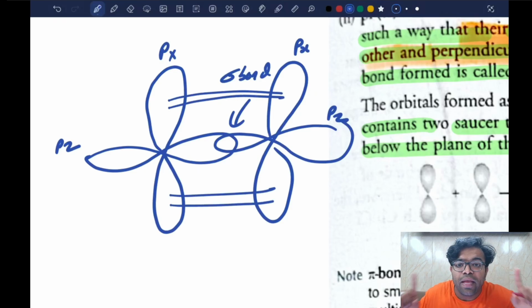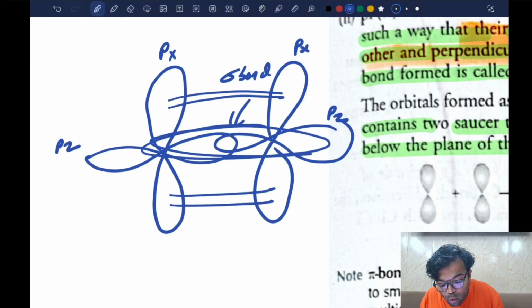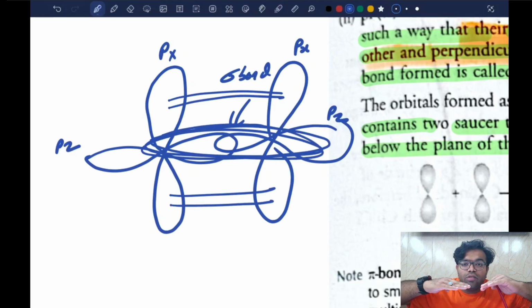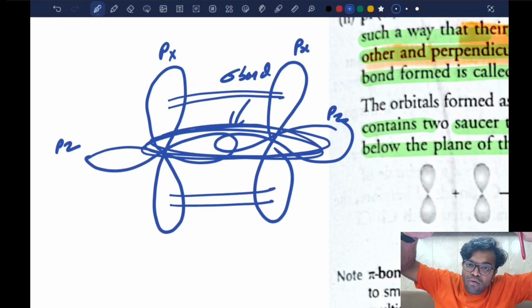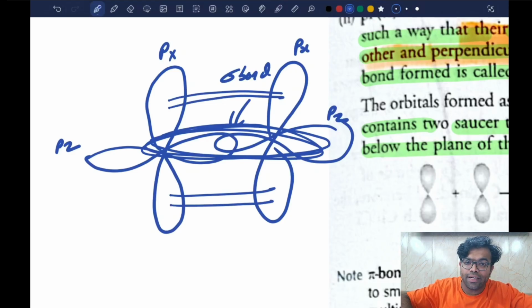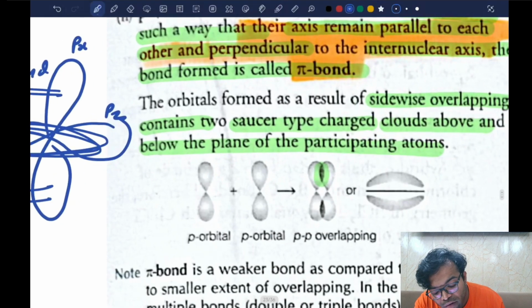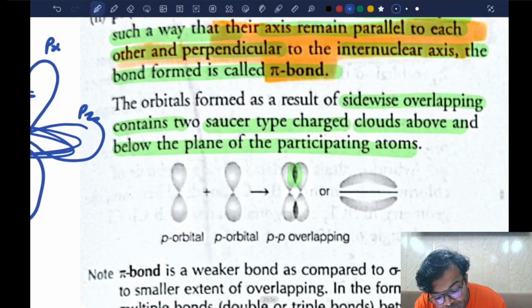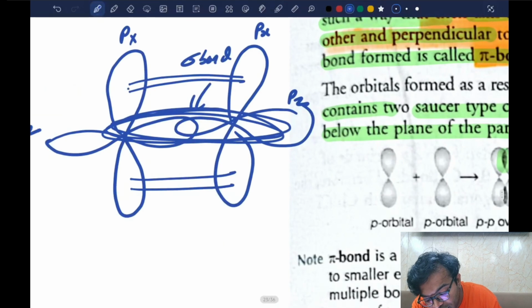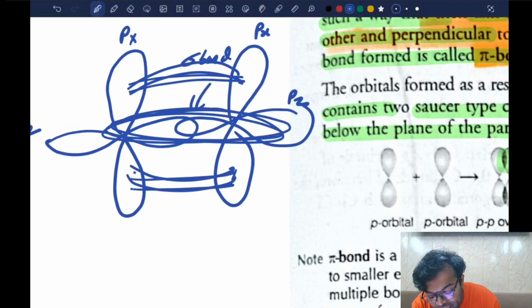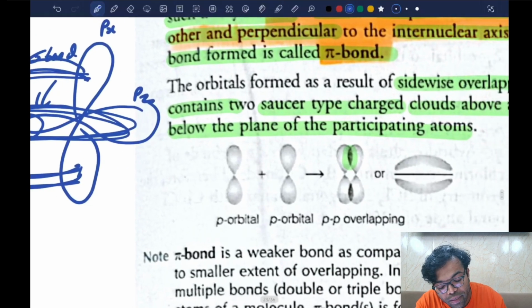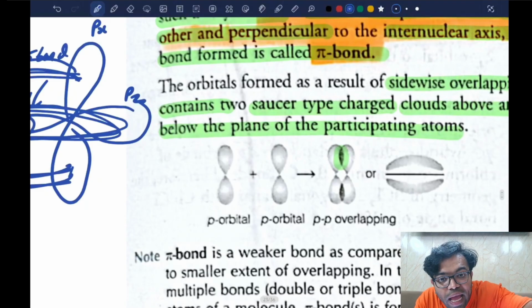So what do you see? You see an electron cloud. This is the sigma bond, Drupad. This whole region is the sigma bond. There is an electron cloud above the internuclear bond and below the internuclear bond. The orbital formed as a result of the sideways overlap contains saucers. Can you see the saucer? This is the saucer, or you can say a kidney bean shape. A saucer shaped charged cloud above and below the plane of the participating atoms.